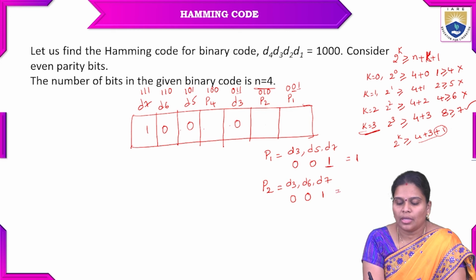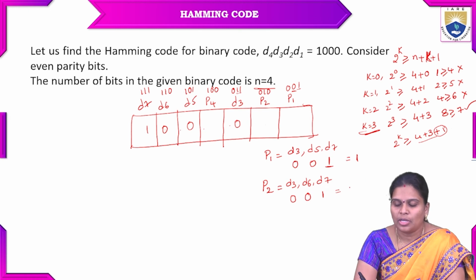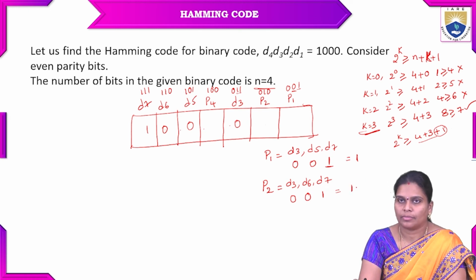So here the number of bits is not even, so it does not satisfy the even parity bit condition. So that is the 1. Next one is P4.